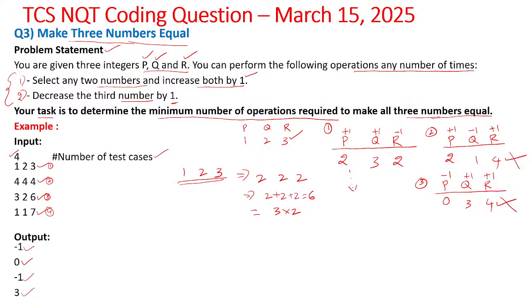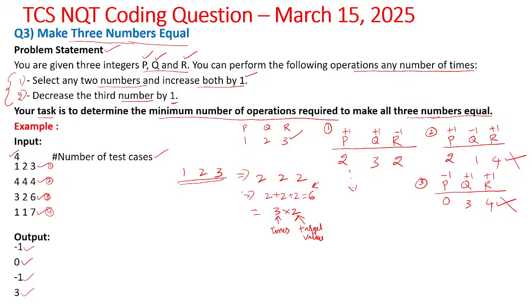Equal means here the target value should be 2, and this should appear 3 times, because all of them are equal. This becomes our target value. That means finally all the values should become 2. Then 3 into 2 becomes 6 here.